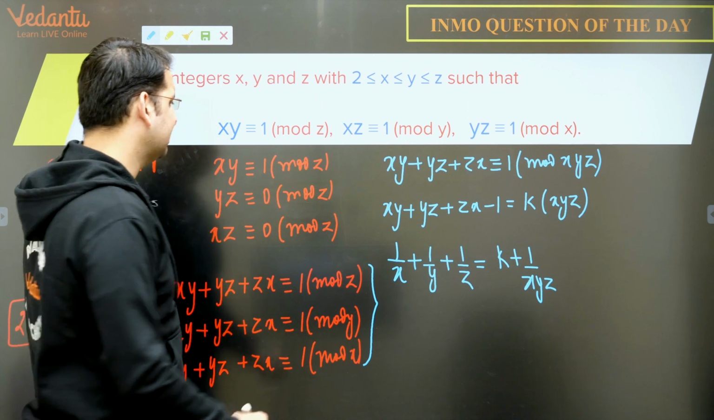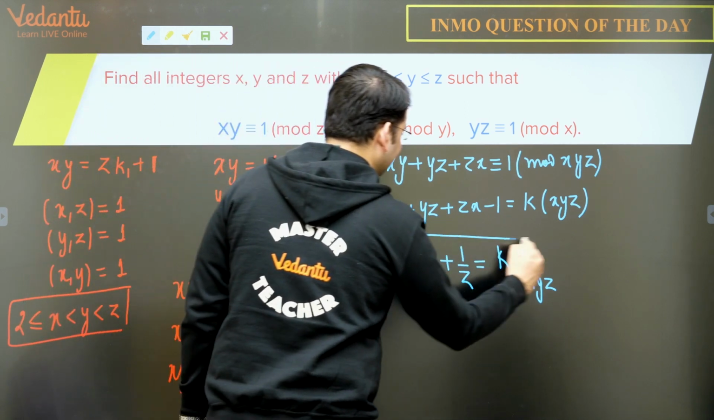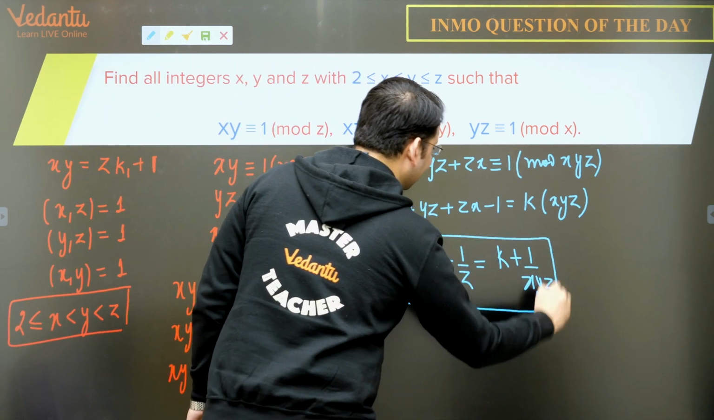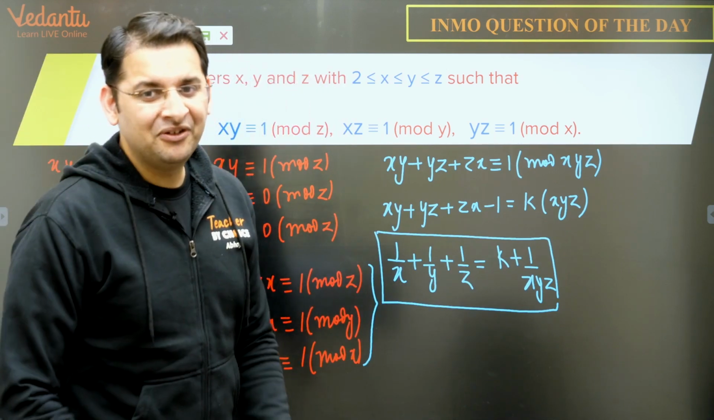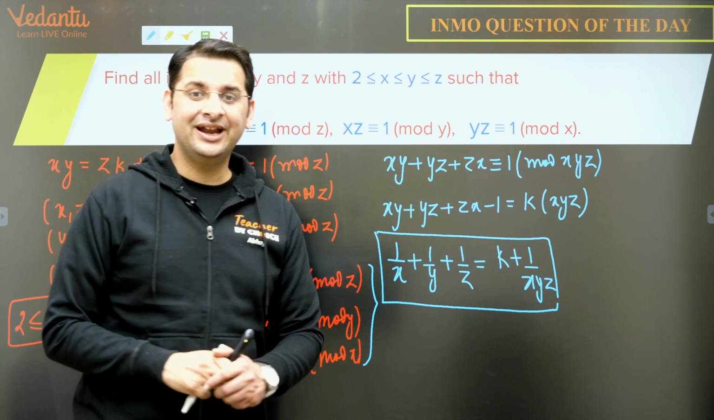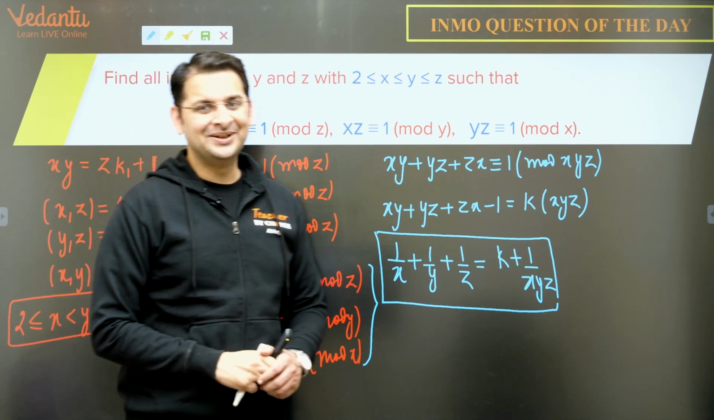K plus 1 upon xyz. So this is the equation that we have. Now you can again pause this video for 5 minutes. See if you can get some progress, if you can get some more hints to solve this before I resume this.